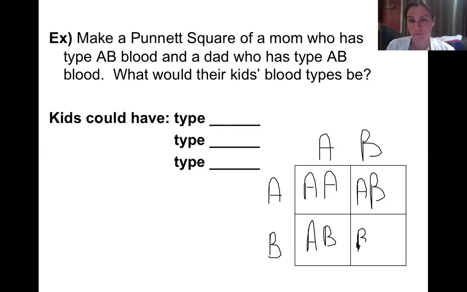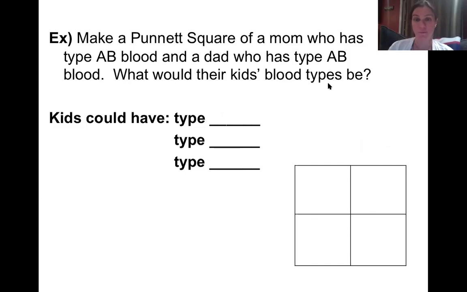So if mom is AB and dad is AB, there is a 25% chance that a child will have AA blood. There is a 50% chance that they will have AB blood. That's 2 out of the 4. And then there's a 25% chance, or 1 out of 4, that the child will have BB blood.